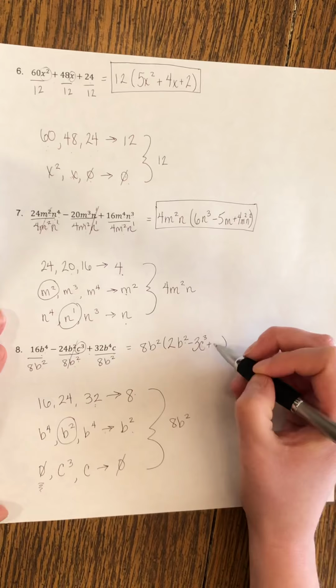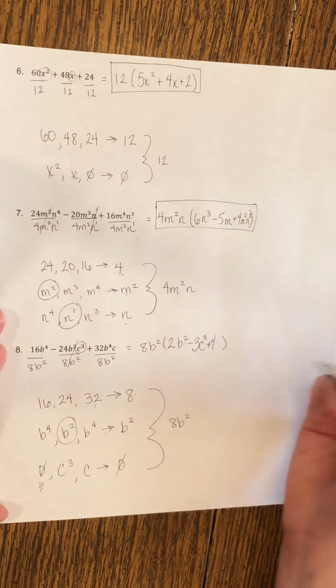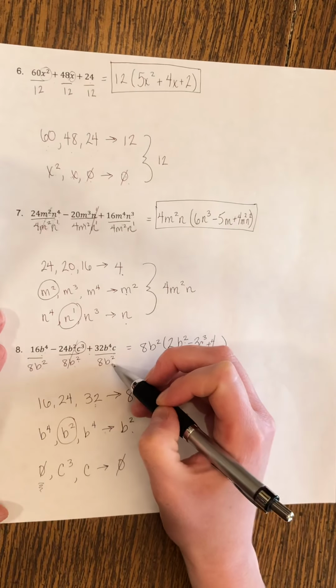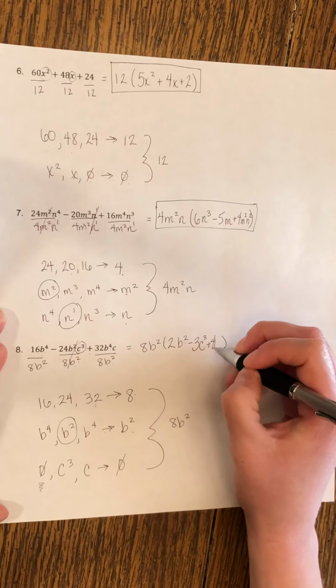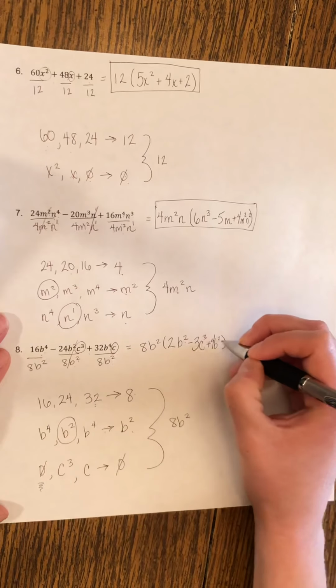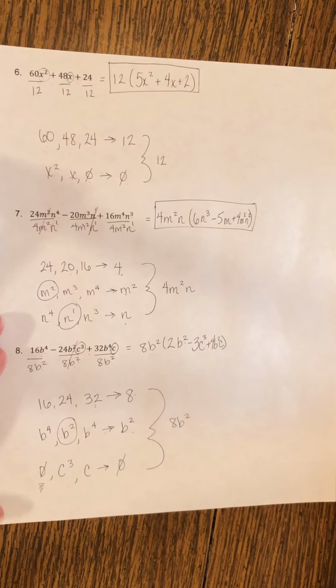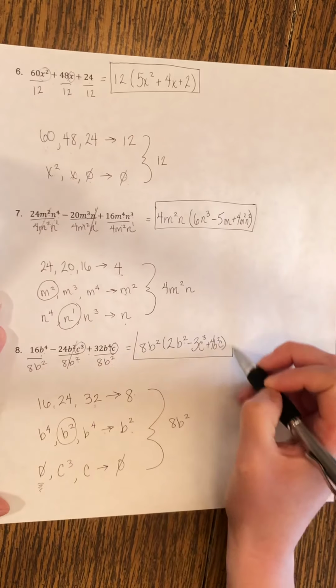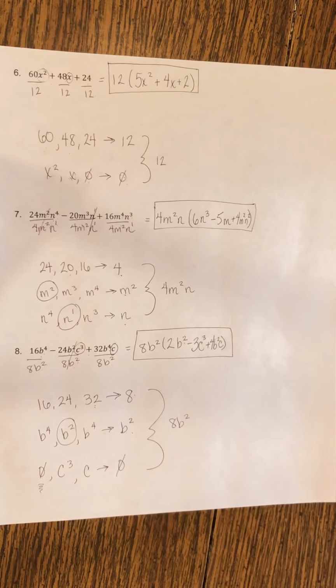32 divided by 8 is 4. b to the fourth divided by b squared will be b squared. 4 minus 2 is 2. But I can't forget about the c on the side. So I hope that these couple of examples helped you better understand how to find the GCF of monomials and factor the GCF from binomials and trinomials.